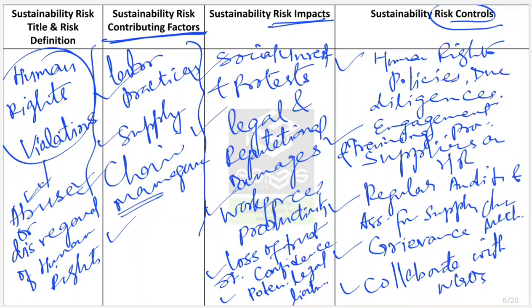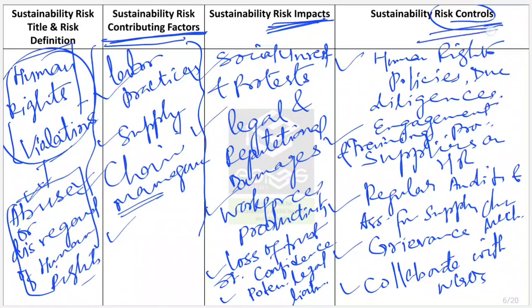So this is the example of the human right violation risk. This is the title of that risk. We have seen the risk definition: abuse or disregard of the human rights. Then what were the contributing factors? Labor rights, supply chain management, right? What were the sustainability risk impacts because of these human right violations? Social unrest, protests, legal and reputational damages, legal risk, workforce productivity also might be impacted, loss of trust and stakeholders' confidence.